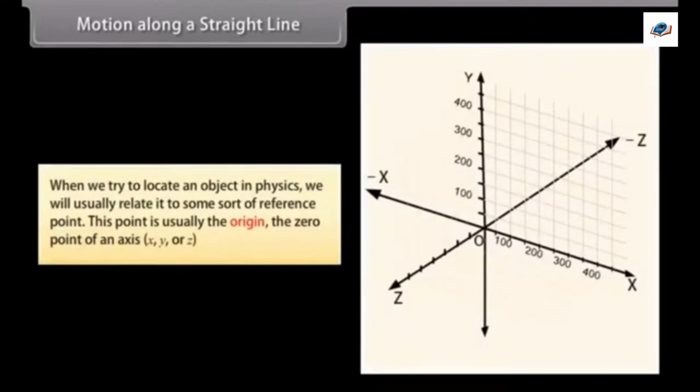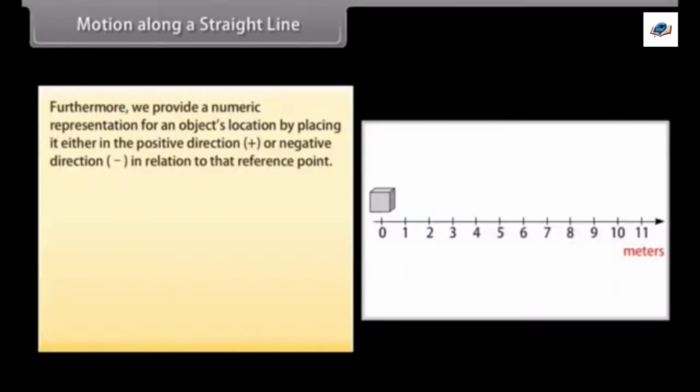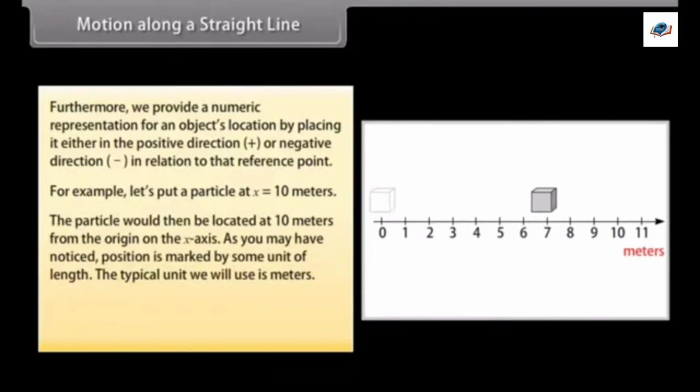When we try to locate an object in physics, we will usually relate it to some sort of reference point. This point is usually the origin, the 0 point of an axis, x, y, or z. Furthermore, we provide a numeric representation for an object's location by placing it either in the positive direction or negative direction in relation to that reference point. For example, let's put a particle at x equal to 10 meters. The particle would then be located at 10 meters from the origin on the x-axis.